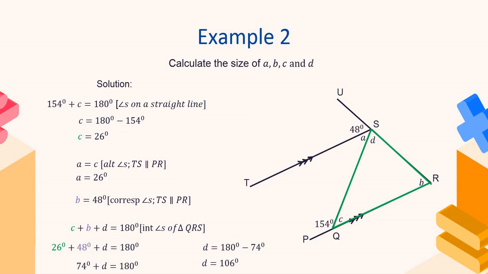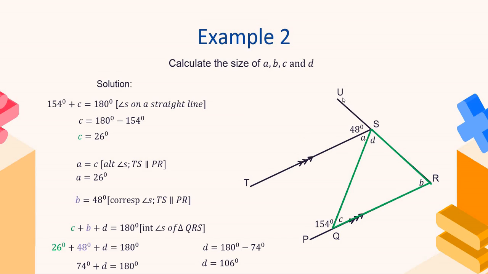Now, another way we could solve for D is that some of you might have seen that 154 degrees is equal to D plus B, and that is because it is the exterior angle of a triangle. Thus, angle 154 degrees is the exterior angle to the triangle SQR. So, therefore, D plus B should equal 154 degrees, and that's one way you could solve for D.